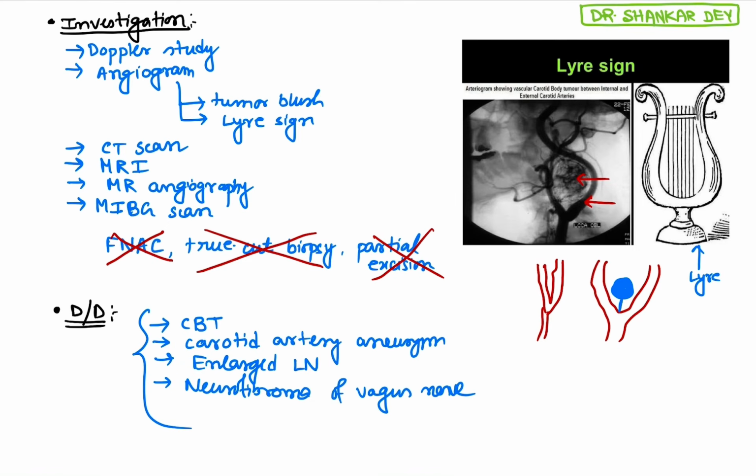In case of carotid artery aneurysm, the aneurysm is seen like this in the arterial end. So this is actually carotid artery aneurysm, dilatation of the carotid artery itself. But in case of carotid body tumor, the tumor is originating from the carotid body in this region in between the internal and external carotid artery.